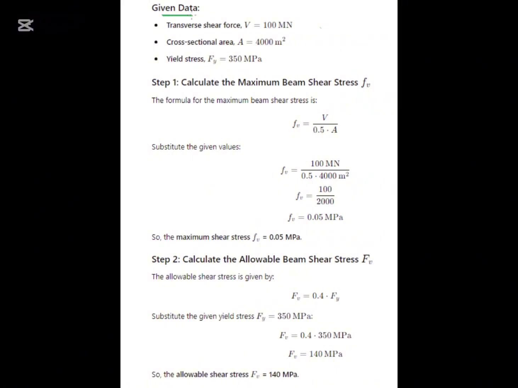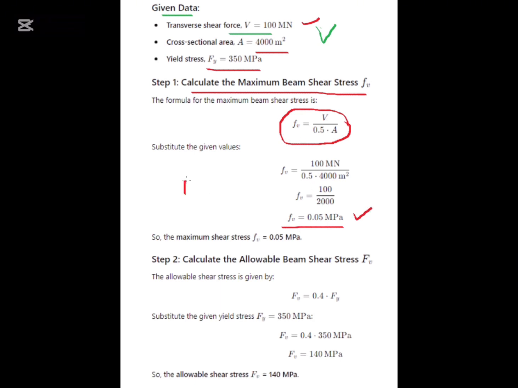So we can have a numerical example. Transverse shear force is 100 Newton, cross-sectional area is 4000 meters square, it's a tubular, and the yield value is 350. First we need to calculate the maximum beam shear stress. We know it's V divided by 0.5 times A, 50% of the cross-sectional area. Once we plug in the values, we get the actual shear stress.